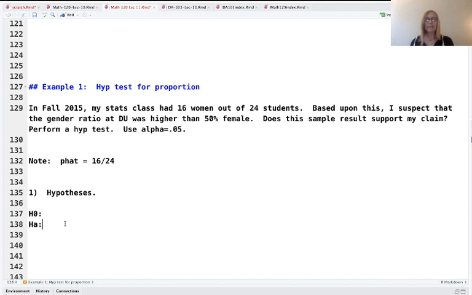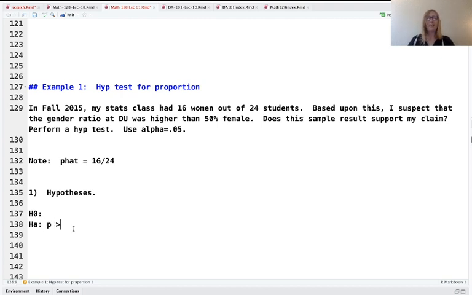But the alternate hypothesis is the claim or the suspicion or the question that we have about this particular population. And I think because of that, the alternate hypothesis is the easiest one to write first, because it's right there in the problem. Here, on this one, it says, I suspect that the gender ratio at Denison is higher than 50% female. That's my claim here. That's my suspicion. I'm trying to find evidence to support this assertion. So that's got to be the alternate hypothesis.